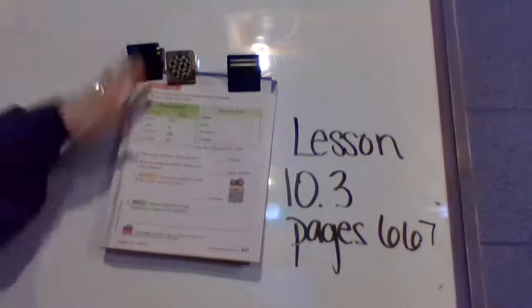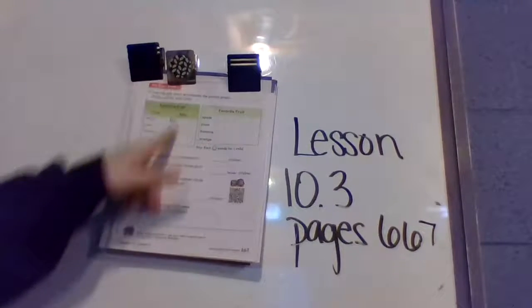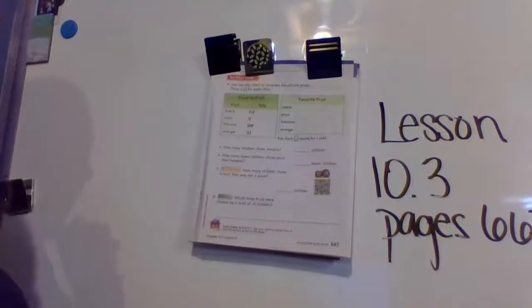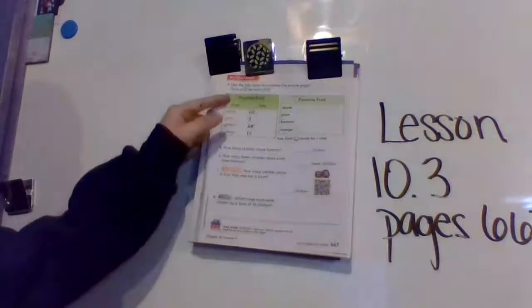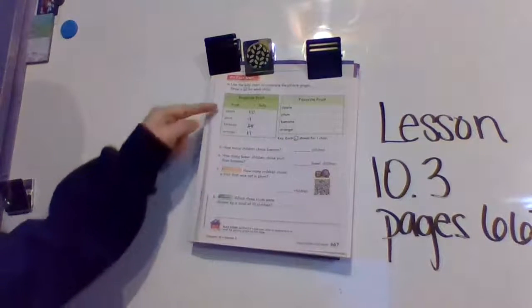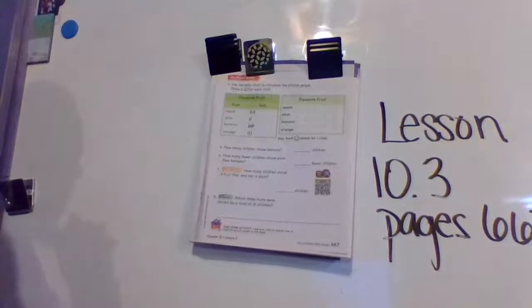All right, so same thing. We're going to use this tally chart to complete the picture graph, and we're going to draw a smiley face for each child. So you should always read and interpret the graph before you start. So it says favorite fruit. The fruit listed are apples, plums, bananas, and oranges.